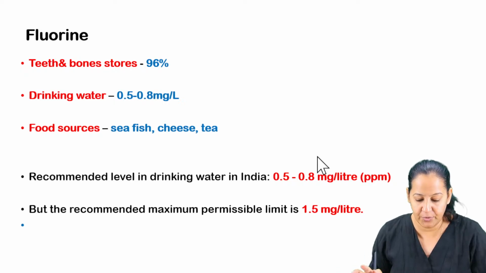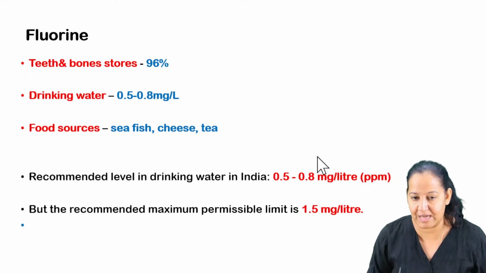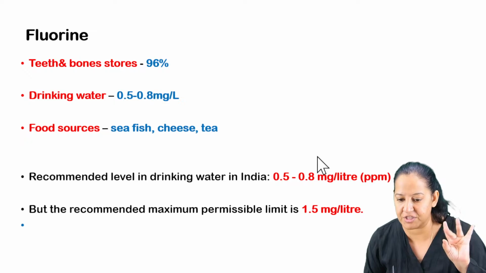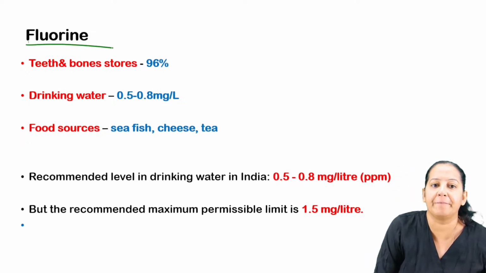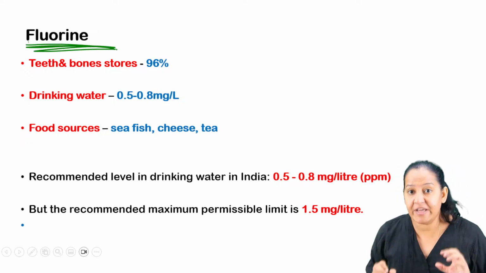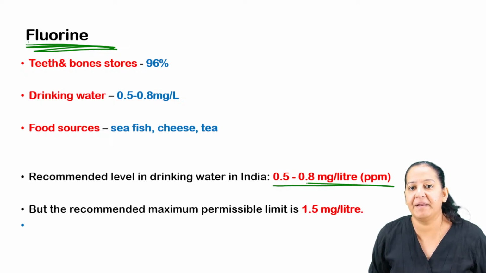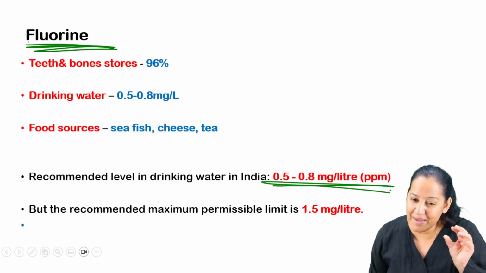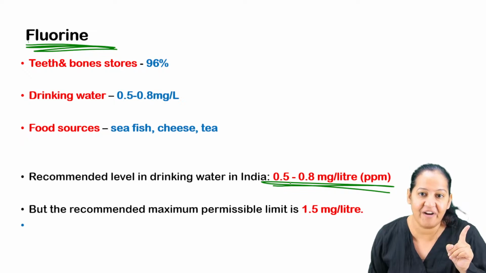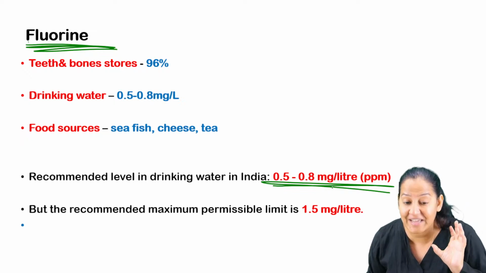The last thing I am teaching you here is the fluorine in the minerals. I want to teach you 2 minerals. Iodine is done. Now I'm teaching you the fluorine. The normal range of fluorine is 0.5 to 0.8 milligram per liter. This is the norm. It's very narrow. It is the recommended level.